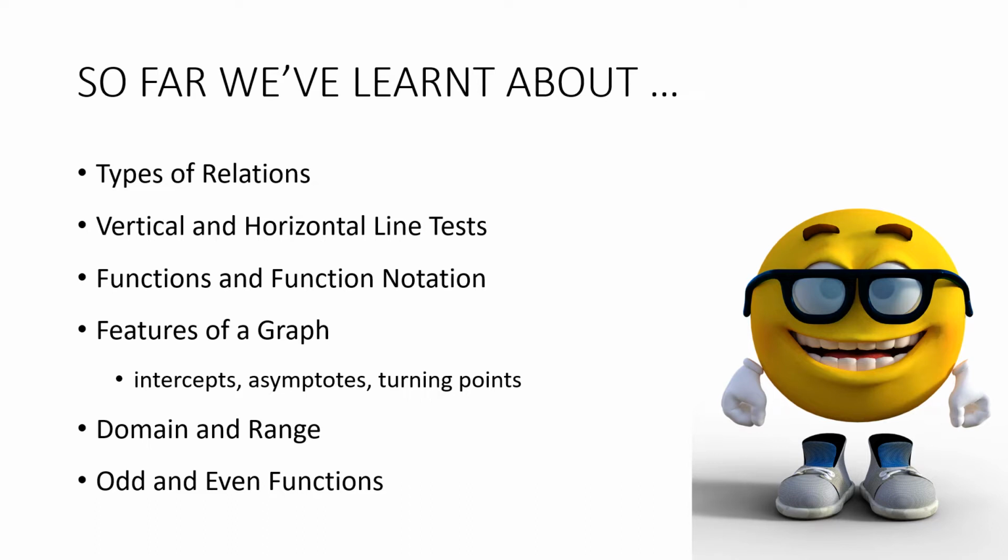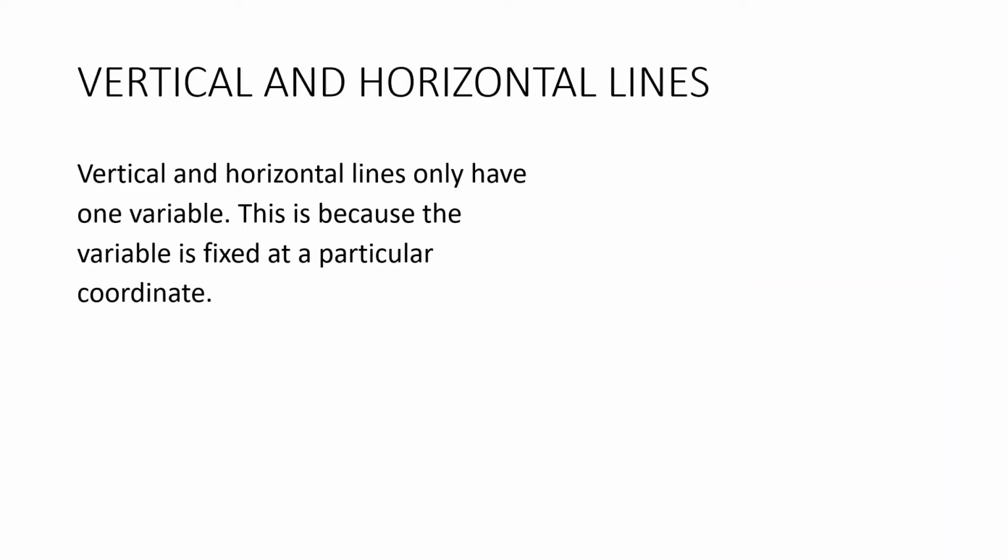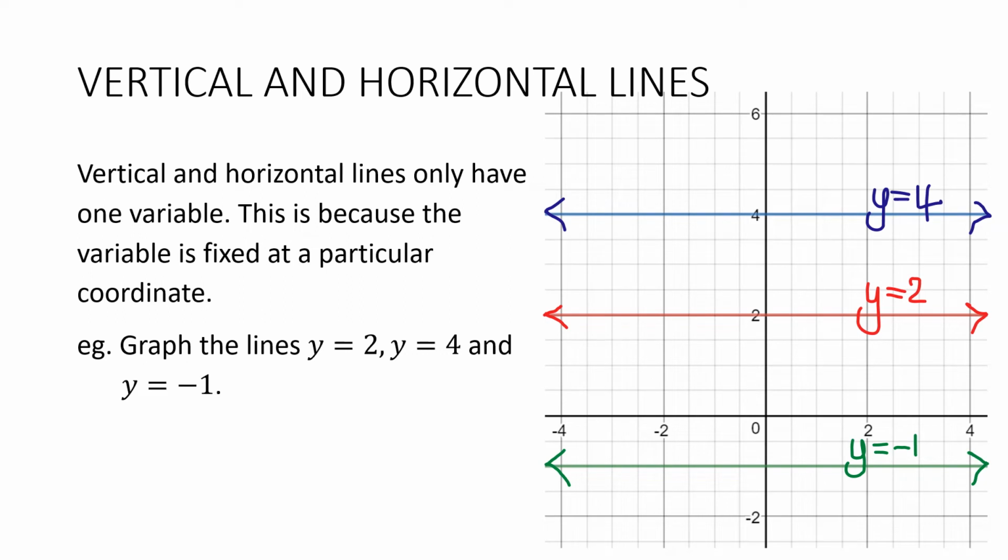even functions. Let's begin with vertical and horizontal lines, which only have one variable, either x or y. And this is because that variable is fixed at a particular coordinate. So suppose we want to graph the lines y equals 2, y equals 4, and y equals -1. These are going to be horizontal lines. The y value is fixed at 4. It's always equal to 4. Here, y is always equal to 2. And here, y is always equal to -1. Now these lines all have a gradient of 0.